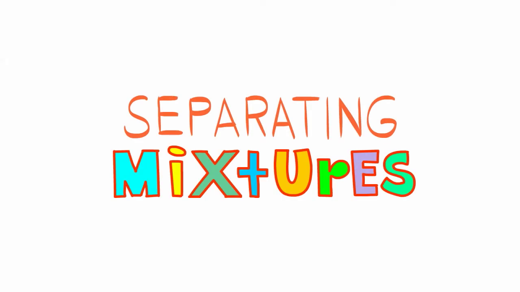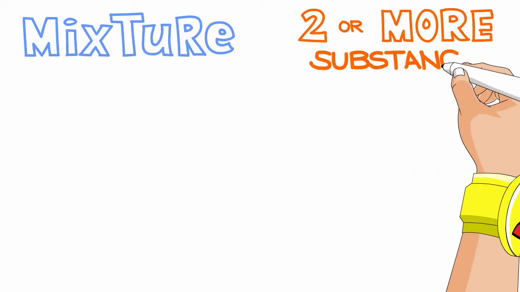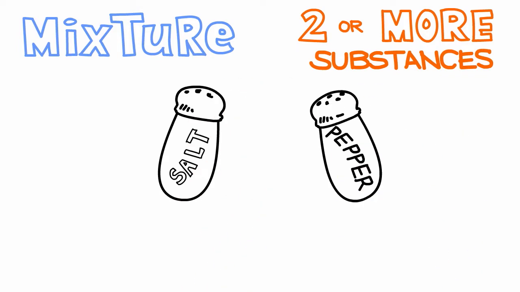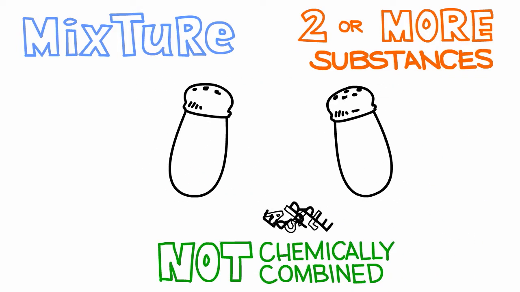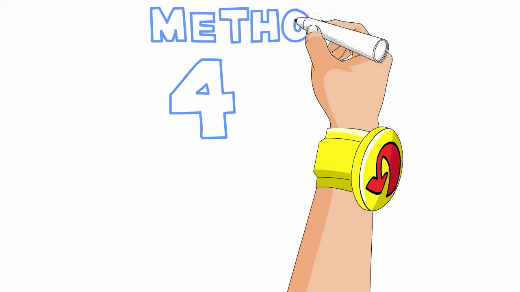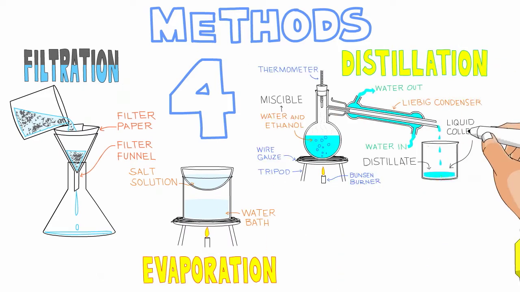Separating mixtures. A mixture is made of two or more substances mixed together, like salt and pepper. The substances maintain their separate identities and are not chemically combined. Because of the physical difference between substances, it is possible to separate the substances from one another. Four methods used to separate mixtures are filtration, evaporation, distillation, and chromatography.